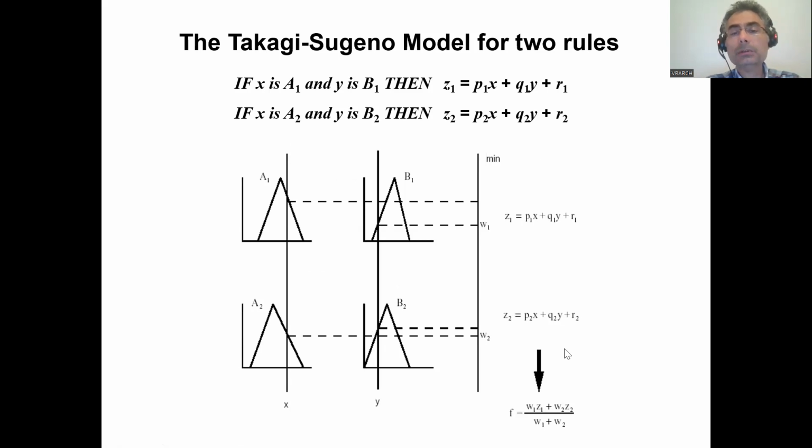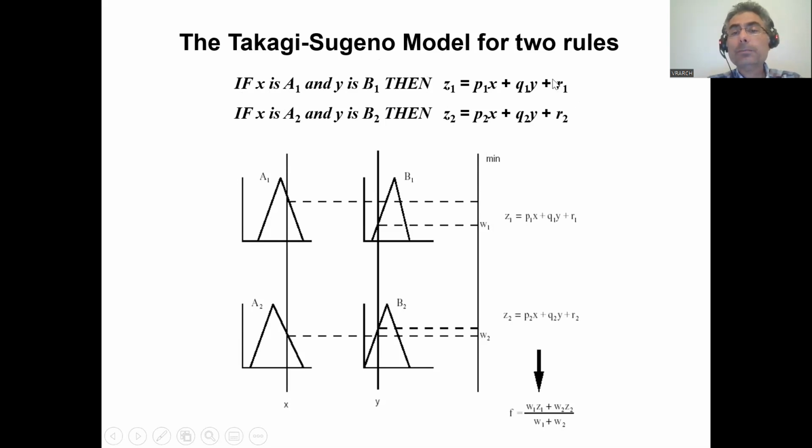The second model is the Takagi-Sugeno model for two rules. Again, this is an example. Up to here, the same. If you look at if x is a1, this one, and y is this one, and you need to take the minimum. So you completed the process here. And for the second rule, this value and this value, take the minimum and you'll get it.